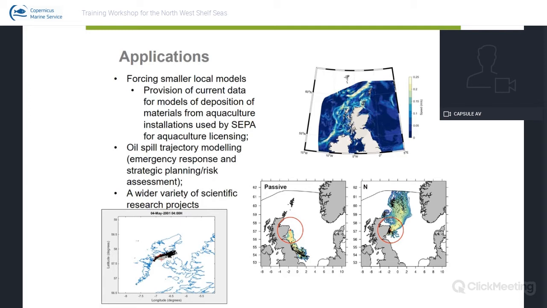The model output can also be used for emergency response in the case of, for example, an oil spill in the North Sea. And there are loads of other applications where the Scottish Shelf model can be used, and it's already playing a vital part in many research projects. We hope that this extended model run will increase the range of Scottish Shelf model applications.